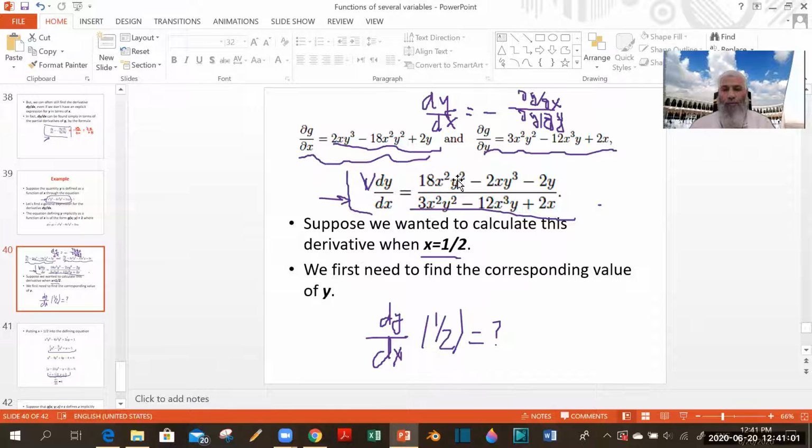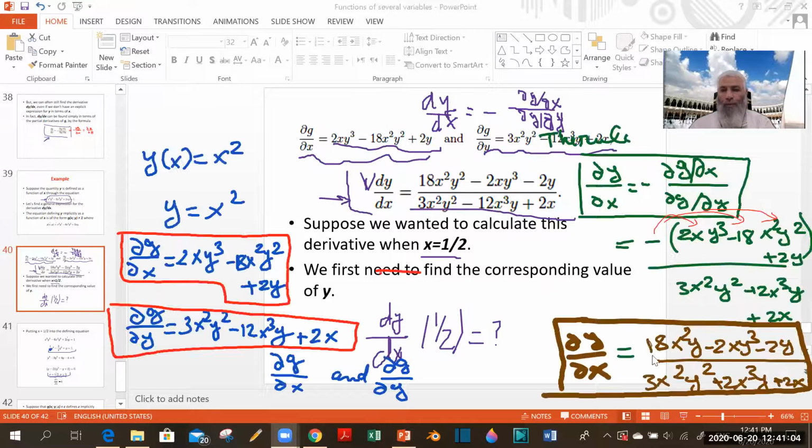This is the answer: 18x squared y squared minus 2x y cubed minus 2y, divided by 3x squared y squared minus 12. There is minus 12 here. This is minus 12. And this is plus 2x, right?